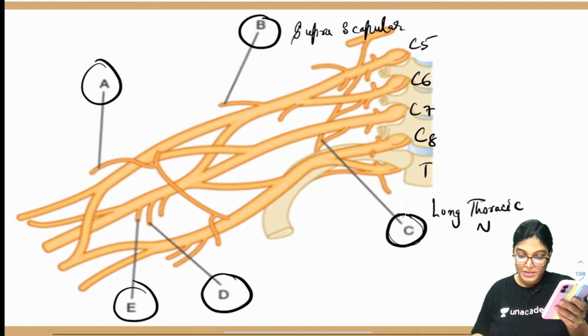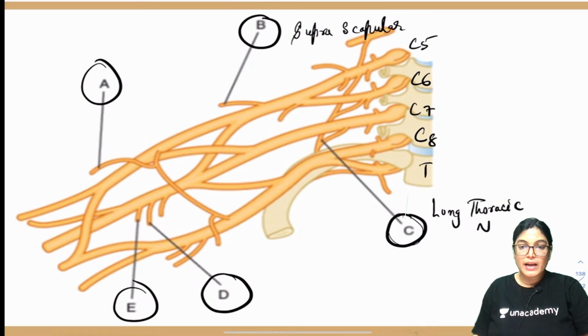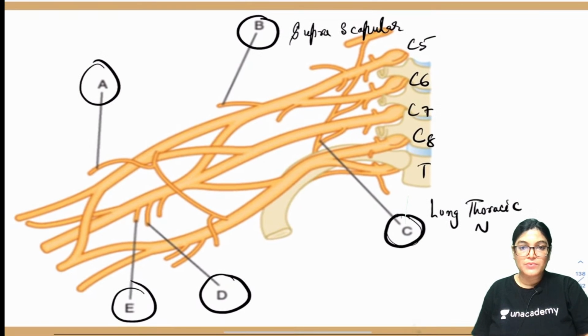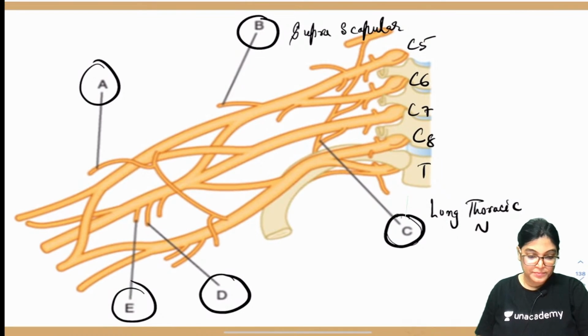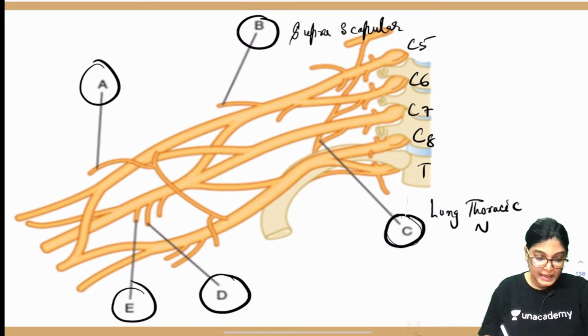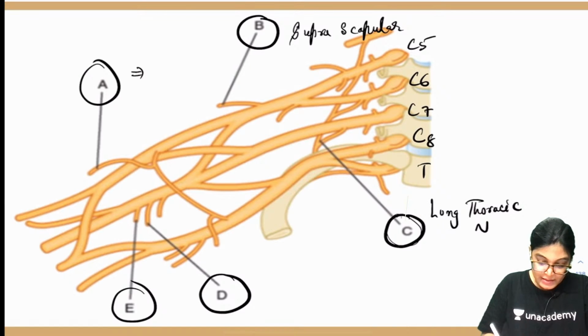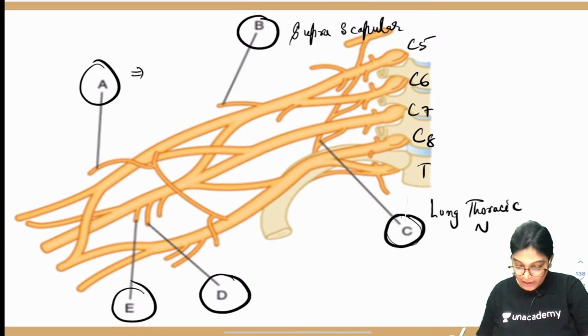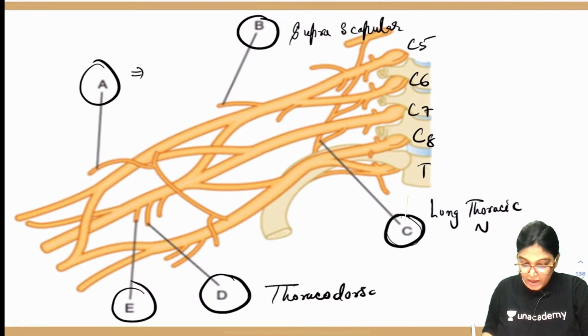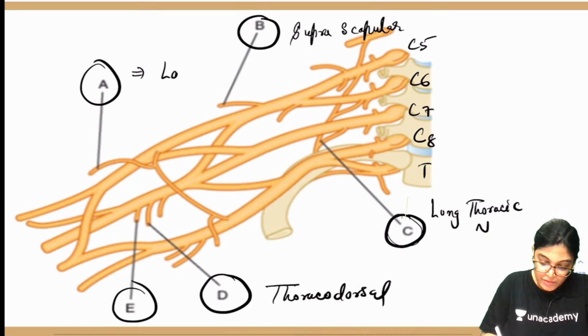Anyone else wants to give the answer? What is A? D is thoracodorsal nerve. Wow, absolutely right. Yes, D is thoracodorsal nerve. It is correct. A is lateral pectoral nerve. A is lateral. Absolutely right, Ashish Jha. A is lateral pectoral nerve.